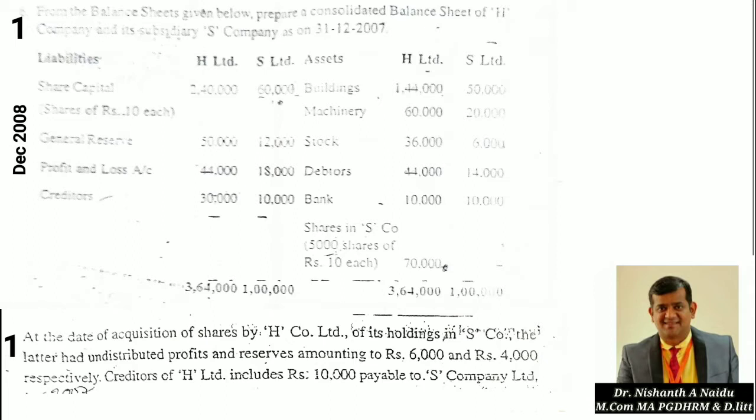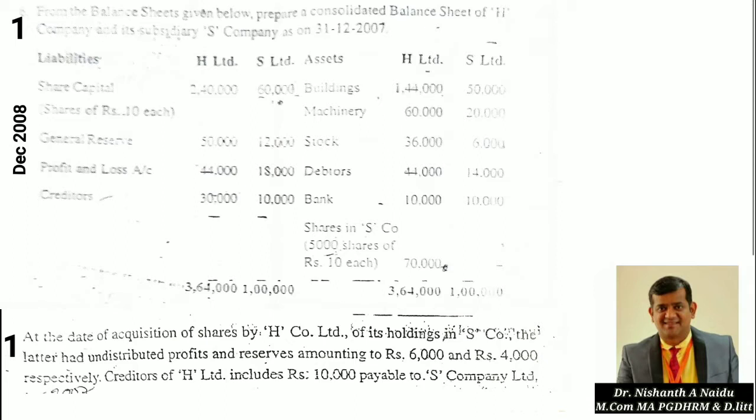The total of H Limited is 3,64,000, S Limited total 1,00,000 rupees. So now go to the asset side. In the asset side, write down the first item: buildings, H Limited 1,44,000 rupees, S Limited 50,000 rupees.